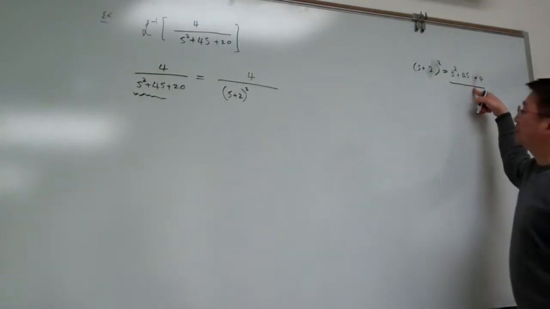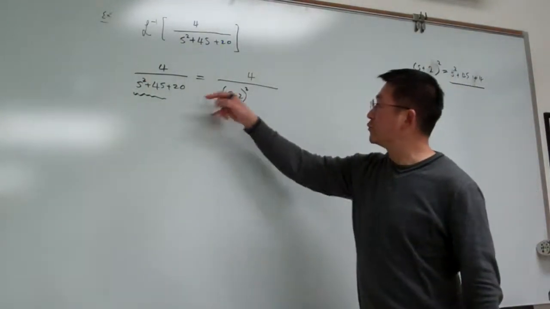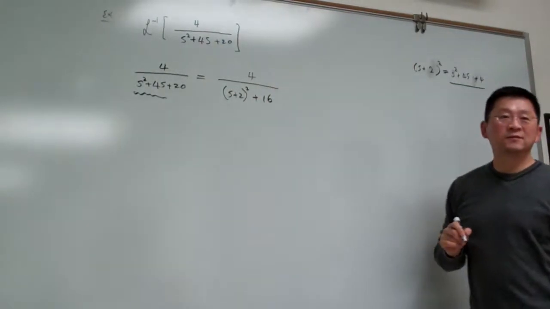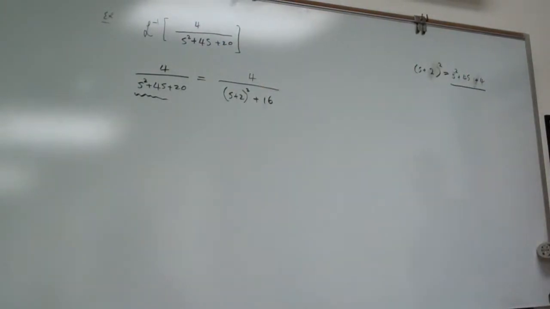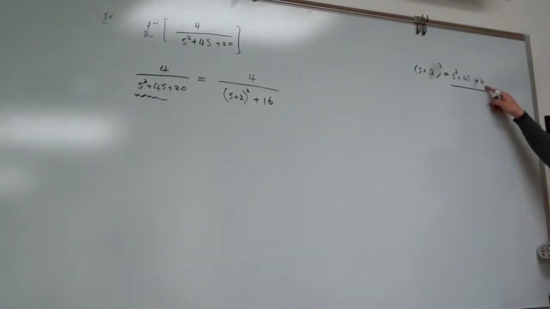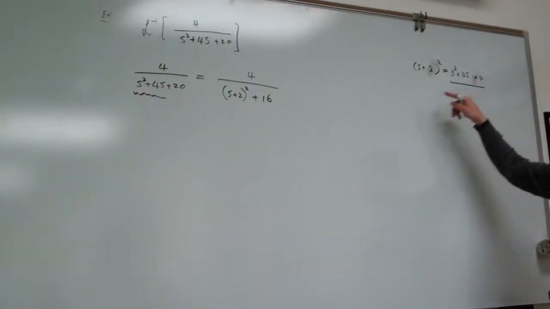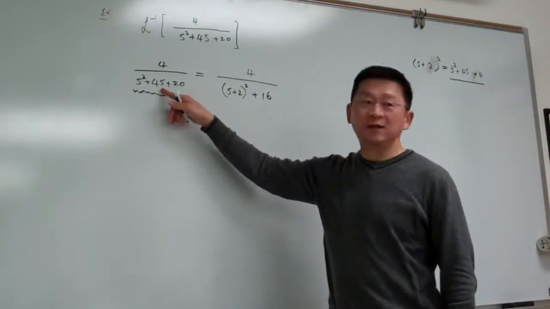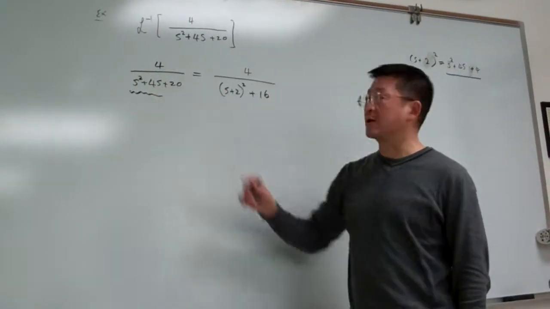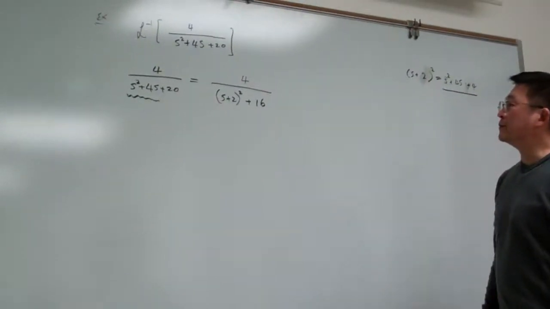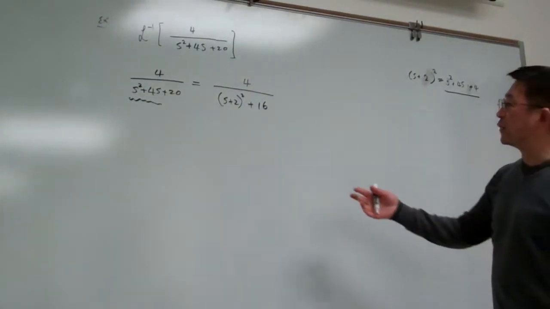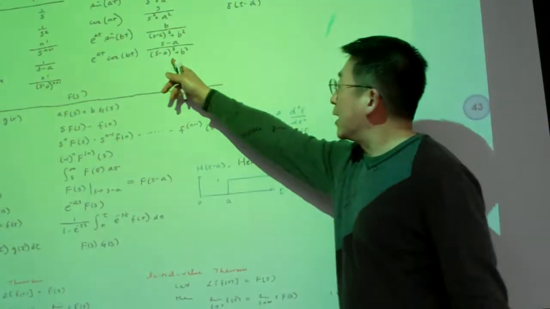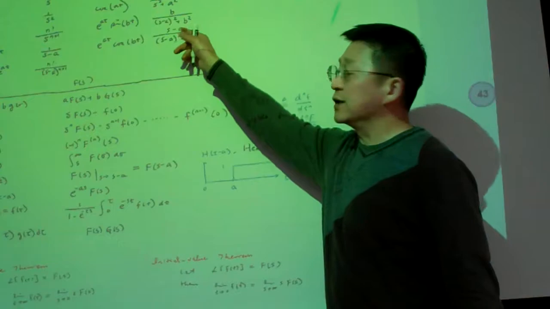To make this one equivalent to this one, you have to add 16, because expanded it has a constant 4, and 4 plus 16 is equal to 20. So this is the hint that gives you the something here. So we have this one. At least we have the denominator come up with the patterns we need.